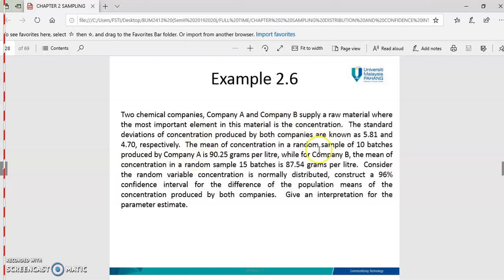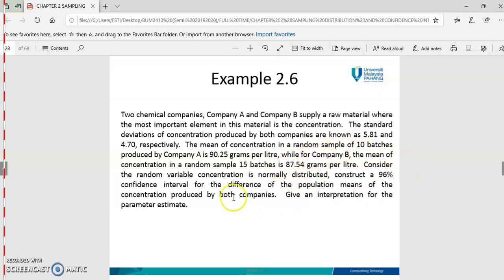Okay, so this mean was calculated from the sample. So that means that 19.25 is your X bar for A. Okay, so 15 here is n for company B, and 87.54 is X bar for B.